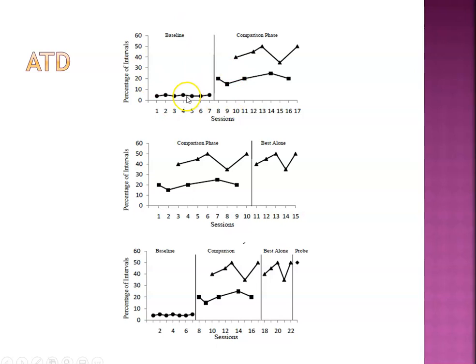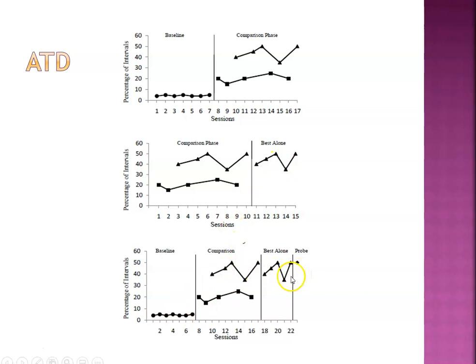You don't have to have a baseline condition for an alternating treatments design. You can go straight into your comparison phase and then remove and only implement the best condition alone to show that there is no sequence or carryover effect.